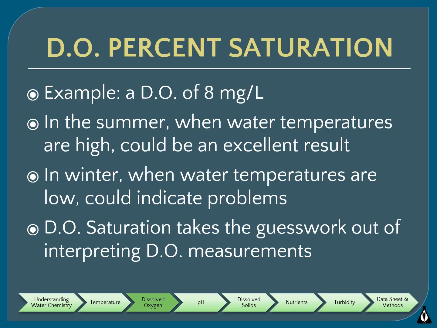Here's an example. If you get a DO reading of 8 milligrams per liter and it's summer and the water temperatures are hot, this could be a great DO reading. But in the wintertime, whenever the water temperatures are really low, a DO reading of 8 could actually indicate some problems for the stream. So DO percent saturation helps take the guesswork out of interpreting dissolved oxygen measurements, because it takes that temperature into account.